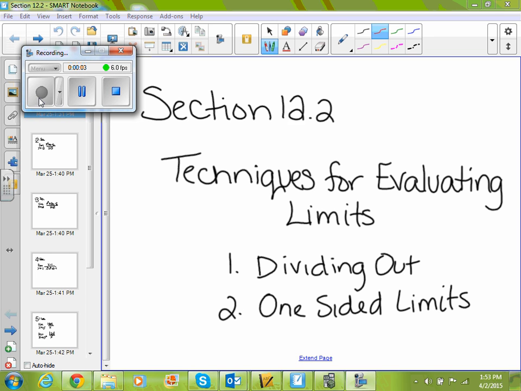Alright, so yesterday we looked at graphing to find limits, and then we looked at direct substitution to find limits. Today we're going to look at dividing out to find limits, and then we're going to look at what a one-sided limit is.